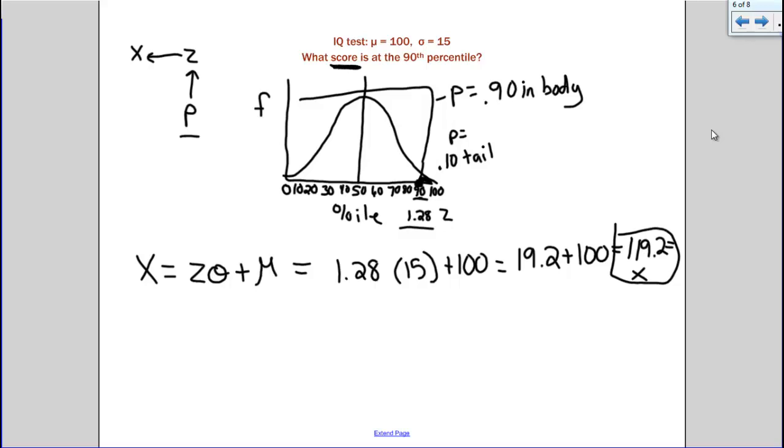Score means x value at the 90th percentile. So if you drew this and we had x's, 119.2 would be in that location on the distribution. So if you scored 119.2 on the IQ test, you did as well or better than 90% of test takers, and only 10% of test takers did better than you. Or you could say you're in the top 10% of test takers. All those things mean the same exact concept.